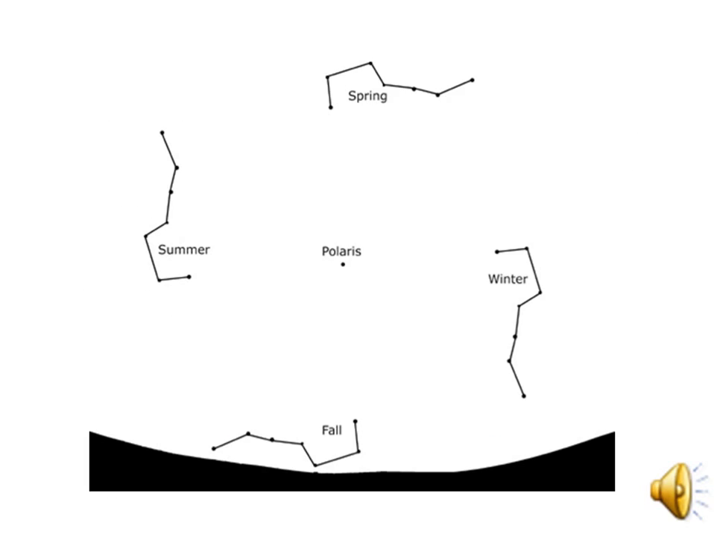Remember this slide, it shows you the position of the Big Dipper for the 4 seasons. But you have your planisphere to figure out the position of the Big Dipper for every day of the year. Let's see if we can follow the path of the Big Dipper as you rotate your planisphere.